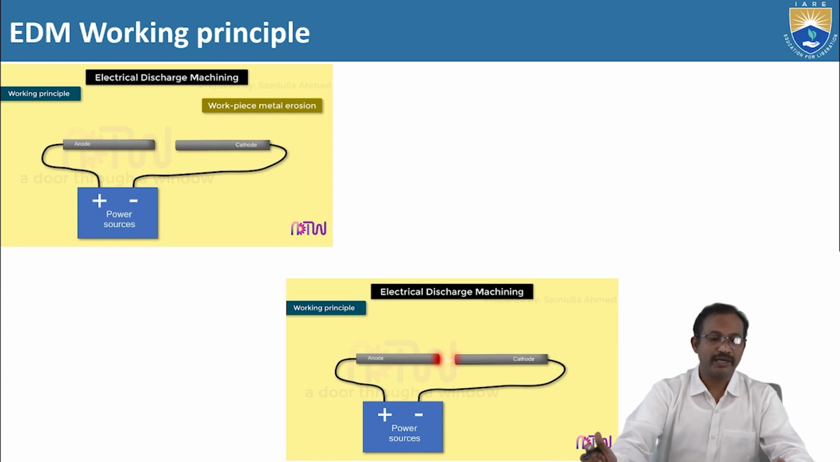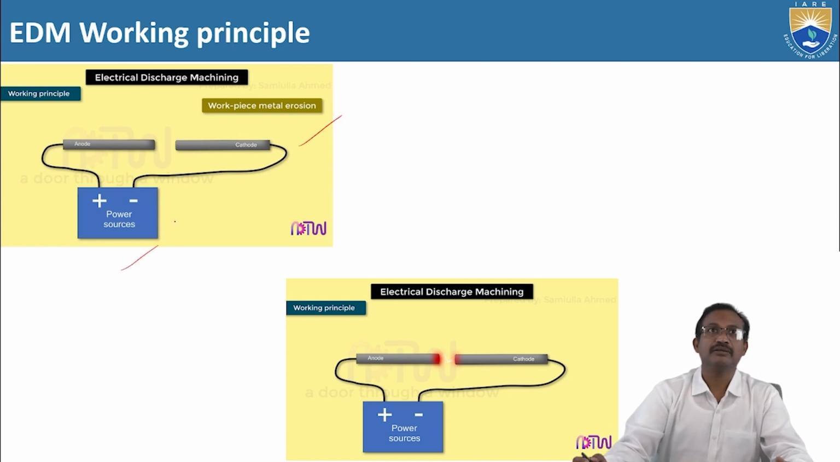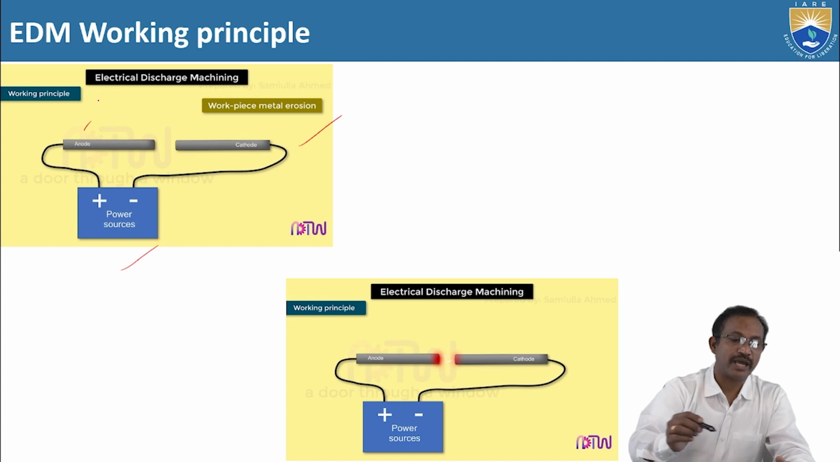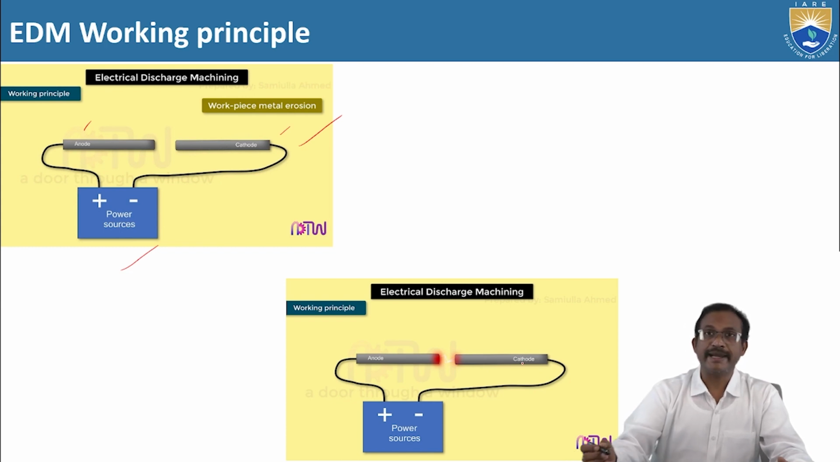Here is the workpiece, and the power source will be given. Positive is connected to the anode and negative is connected to the cathode. When the anode and cathode come together, a spark will exist. See here, the sparking that we can see.